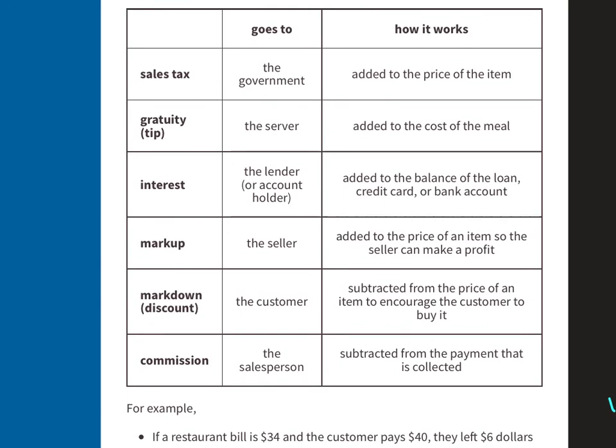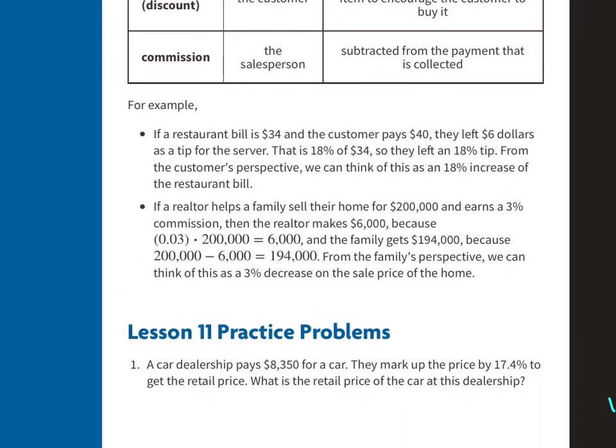Interest, either you're paying off a loan or you have money in the bank, it's added to the balance of the loan, credit card, or bank account. Markup, that goes to the seller. It's added to the price of the item so they can make a profit. Markdown, or discount, is taken off the price of the item, so it makes you want to buy it. And then commission goes to the salesperson, and that is subtracted from the payment that is collected from you. And then they give us a couple examples.